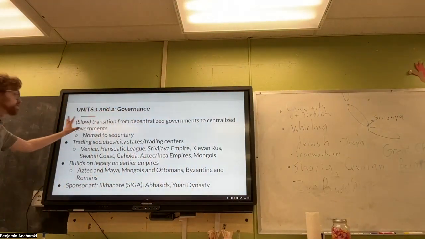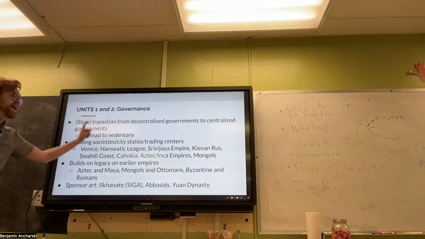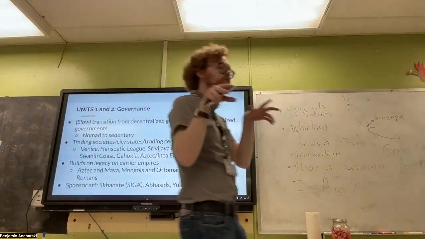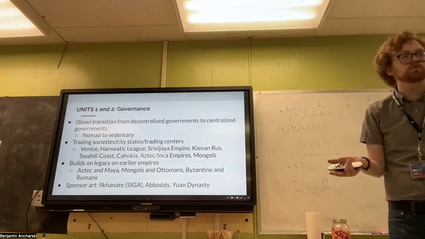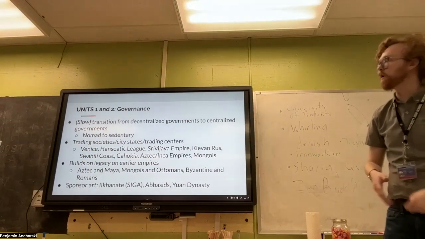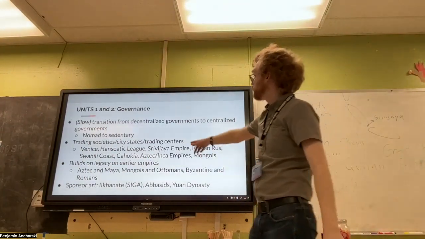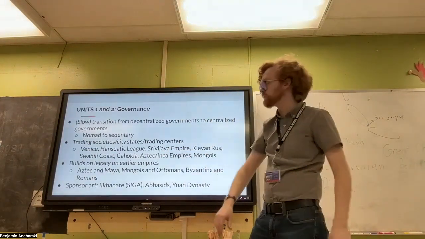All right, something that I brought up a little bit ago is this idea that societies will form to control trade routes. These are all examples of trade-based societies in period 1. Venice, the Hanseatic League. This is a merchant confederacy in the north of Europe. So individual city-states agree to remove restrictions on trade. Sound familiar? It's sometimes called an early European Union. So if you want to make that connection. Srivijaya Empire controls the Strait of Malacca. Kievan Rus controls trade between Northern Europe and Central Asia.